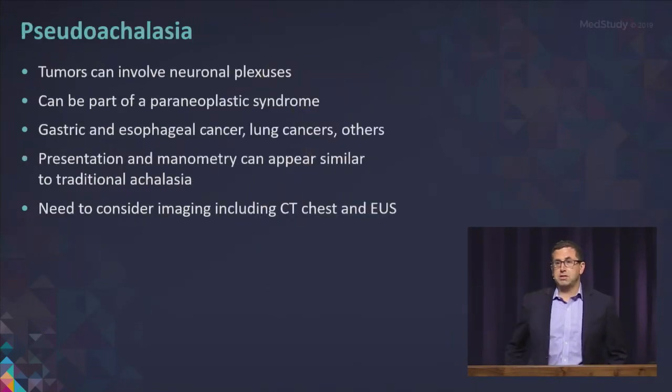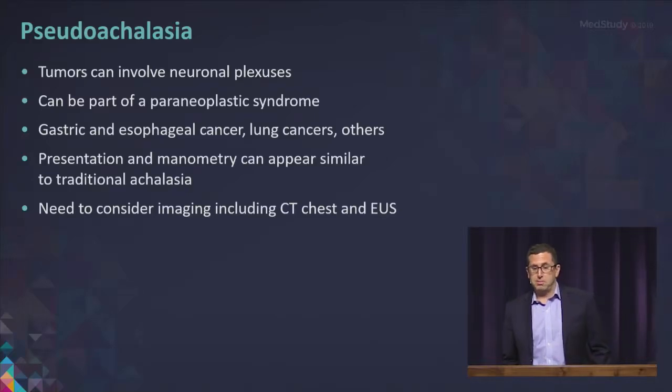It's worthwhile to mention that there's something called pseudoachalasia, which basically mimics achalasia, except that the cause is a tumor that's involving the neuronal plexus in that area. And it could actually also be part of a paraneoplastic syndrome. So there are a variety of cancers that could do this, including gastric esophageal cancer and others. And the presentation of the manometry could appear very similar to achalasia.